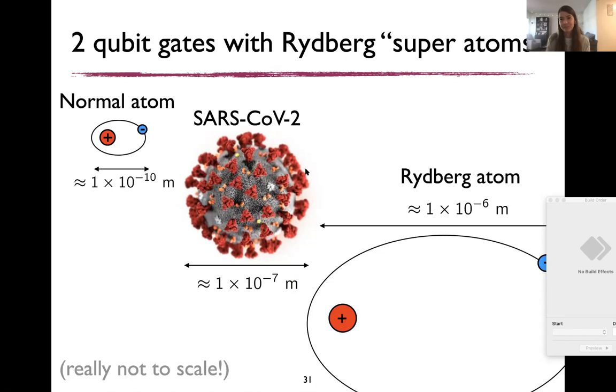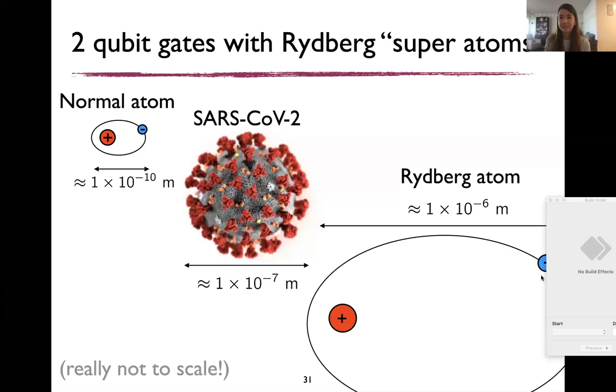to make strong interactions with atoms is using something called Rydberg atoms. Some people call them super atoms. The idea behind these atoms is that for a typical atom in the ground state, the electron will be very close to the nucleus and the atom is tiny. It's like 1 angstrom, or 10 to the minus 10 meters. In these Rydberg super atoms, the electron has been excited to a really, really high energy state. So it's huge.